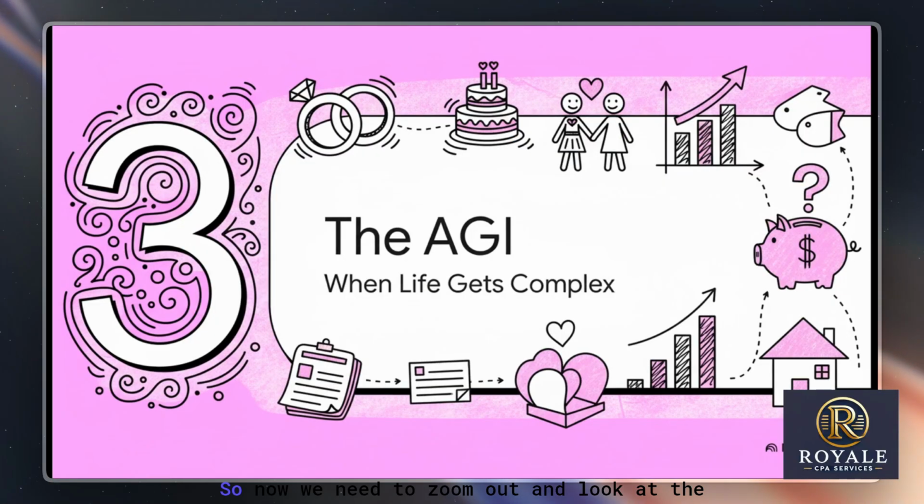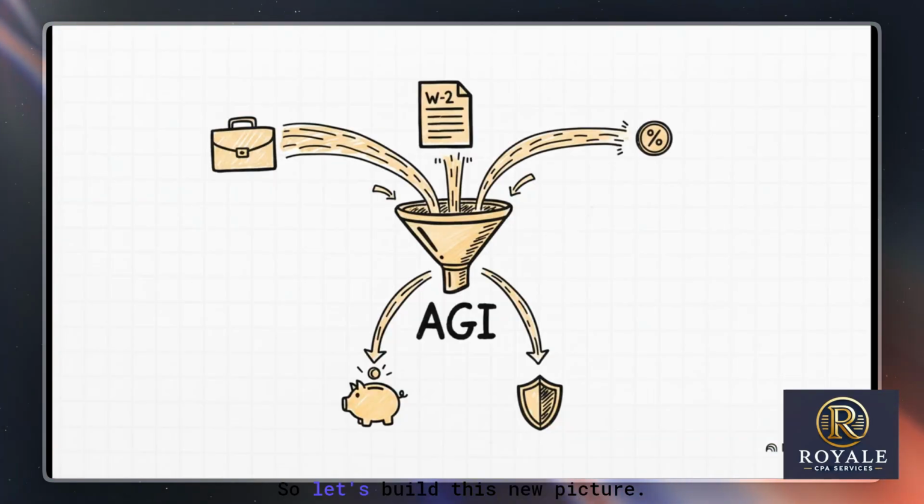Of course, your business is only one piece of the puzzle, right? Life happens. So now we need to zoom out and look at the adjusted gross income, or AGI. This is where other life events come into play, like the fact that Mr. Nkrumah recently got married.